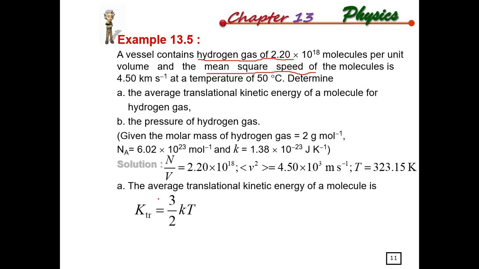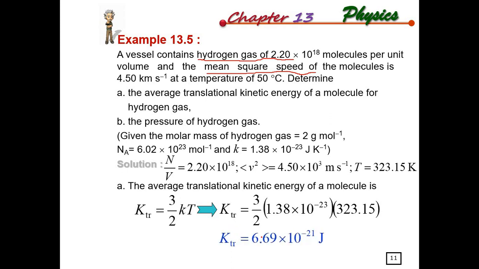By using the equation of translational kinetic energy, KE equals 3/2 times kT. The 3 here is because this is hydrogen gas, so it has 3 degrees of freedom here. By putting the numbers of k and T in the equation, we get the average translational kinetic energy of a molecule as 6.69 times 10 to the power of minus 21 joule.